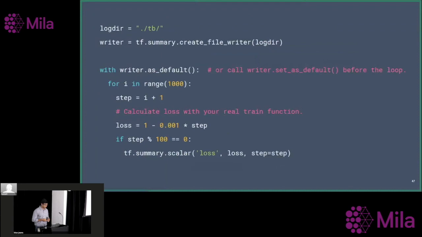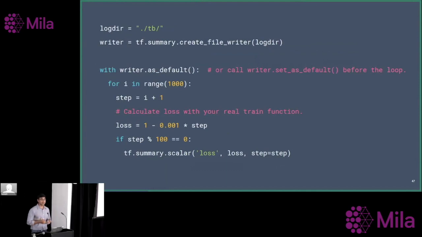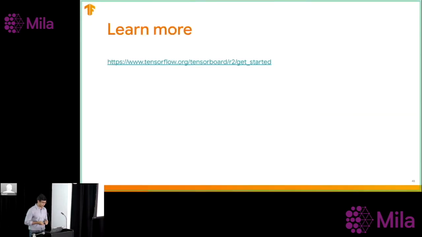Another way of using TensorBoard, if you're not using Keras, is to define this file writer, which basically says, write all my logs to this directory. You create a context manager for it, and then every time you call this tf.summary.scalar, it writes your summaries to the default context manager file writer. Okay, so here's a link to learn more about TensorBoard.